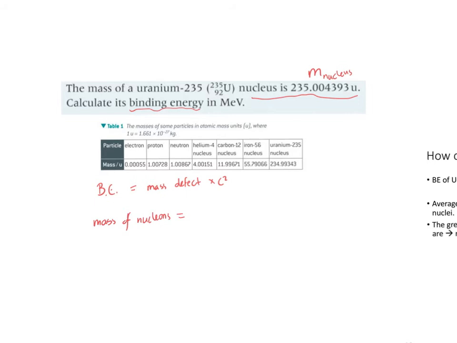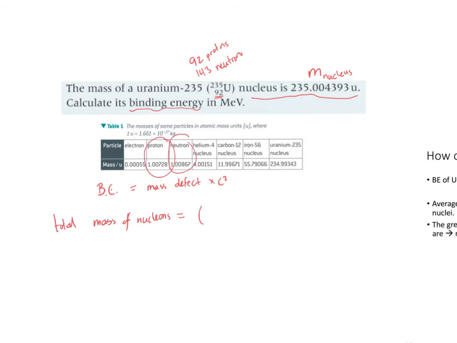And for me to do that, I just need to know how many protons and how many neutrons there are. So there are 92 protons, and you do 235 minus 92 for the number of neutrons. So there's 143 neutrons in the nucleus. So now I can calculate the total mass of the separated nucleons using these values here.